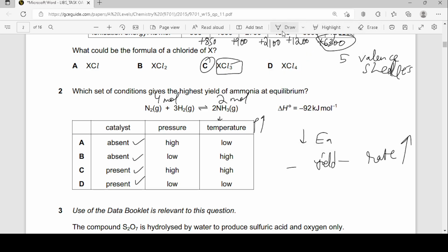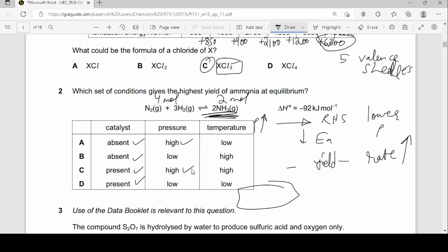Because if pressure increases, according to Le Chatelier's principle, equilibrium will try to oppose the change by shifting to the right hand side. Why? So that there is a lesser number of moles in the closed system where you have N2 and H2 and NH3, and fewer moles means lower pressure. So equilibrium opposes the higher pressure by lowering it, shifting to the right hand side, which means you get more ammonia formed because your right hand side is ammonia, right? So pressure should be high.